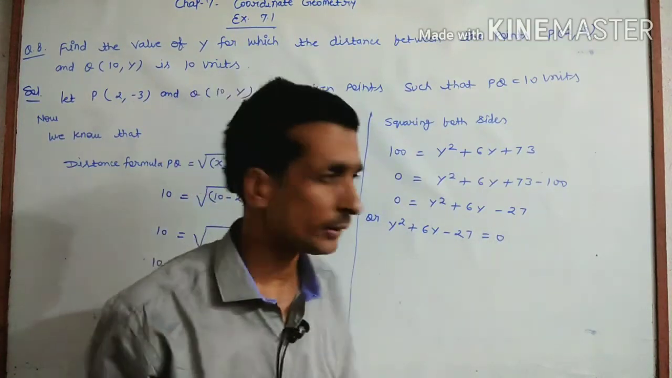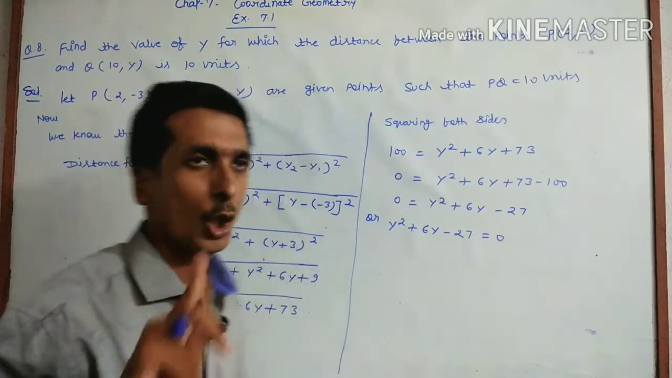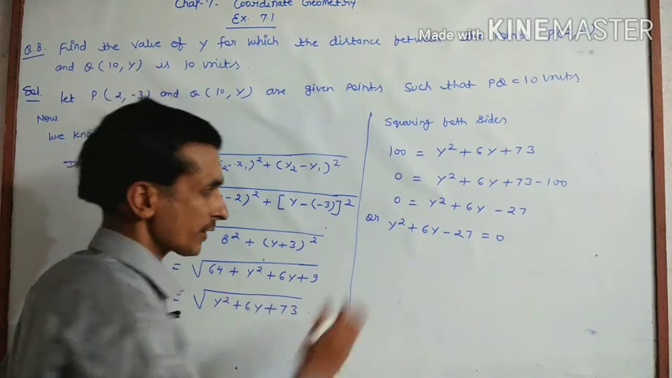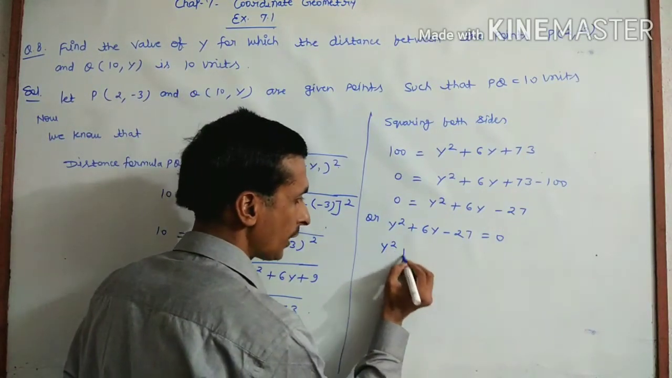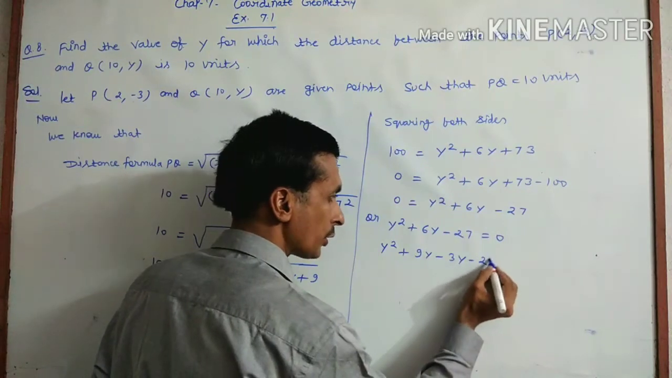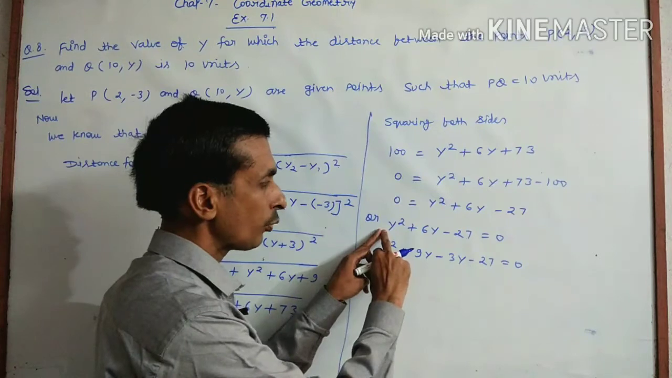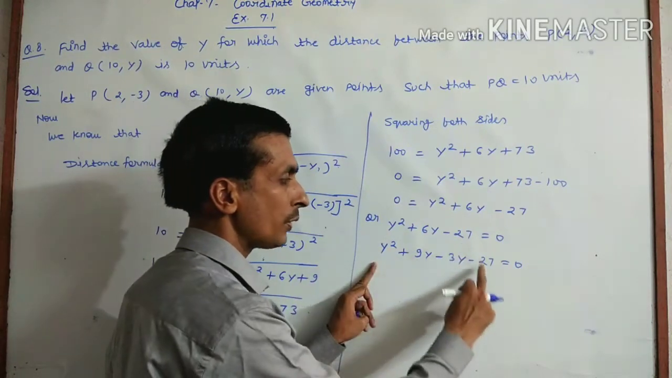By using the splitting method, 27 is 1 times 27, 9 times 3 is 27, 9 minus 3 is 6. So you can write y square plus 9y minus 3y minus 27 is equal to 0. देखें फर्स्ट जो आपकी टर्म है वो वही है सेम y स्क्वायर, लास्ट टर्म माइनस 27 वही है.